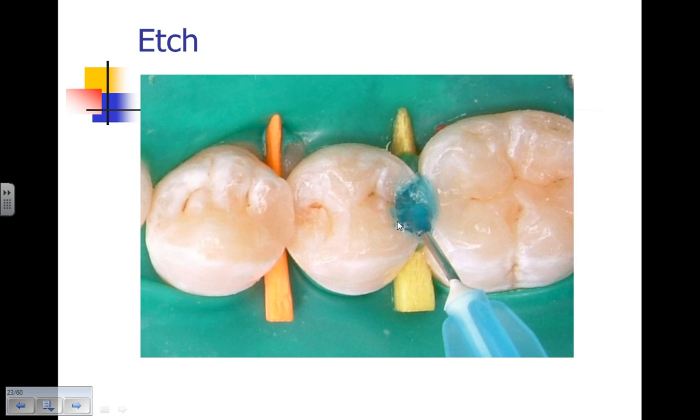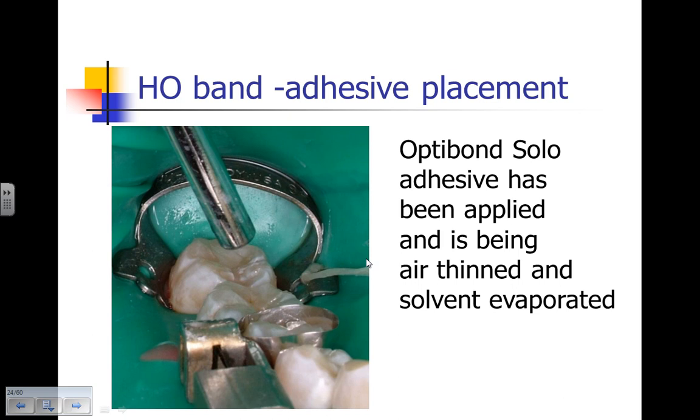I now etch the tooth in the preparation for 15 seconds. I then rinse it and dry it from the tooth. I'll place OptiBond Solo adhesive, I'll air thin it, and then I'll evaporate off the solvent. I already have my matrix in place before I place my adhesive.